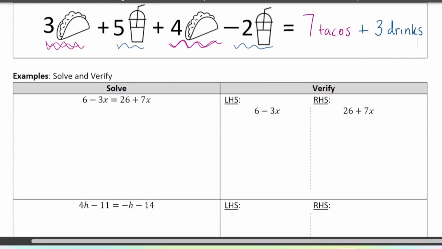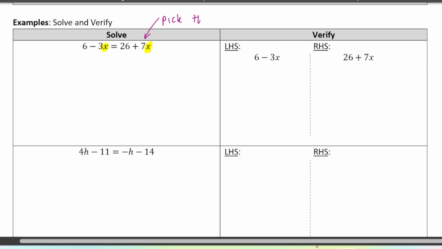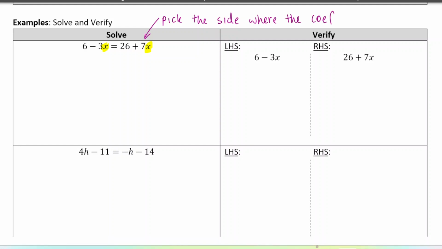Okay, so when I am solving an equation and I notice that there are variables on both sides, like here we have negative 3x on the left side and we have positive 7x on the right side, what I want to do first is move all of the variables to one side. You can pick either side, but usually I like to pick the side where the coefficient will be positive. It's just easier to solve that way.